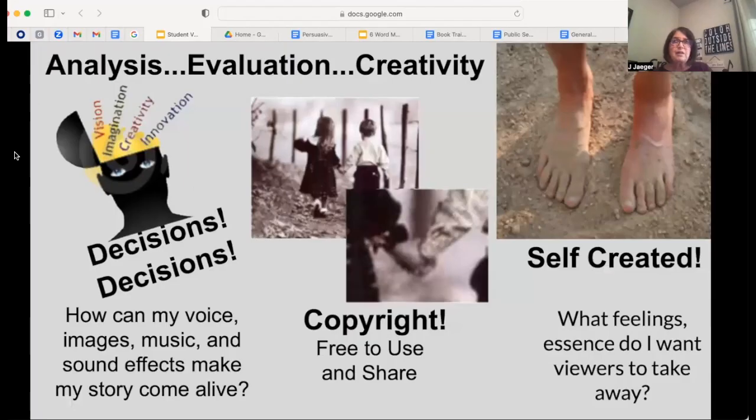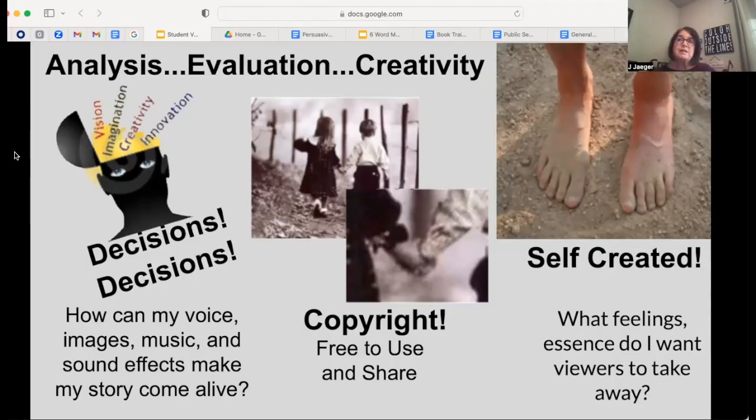The students are in the mode of decision making all the time. There is no question about it. How can my voice be used to impact? How can my images make the right statement? My music, sound effects. How can I make my story, my book trailer, my public service announcement, or my flyer come to life and convey the message I want to convey?